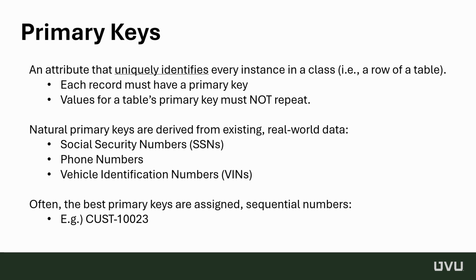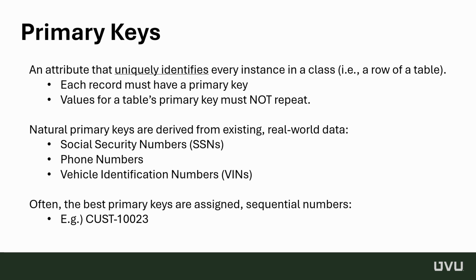In a relational database, every single table is going to have a primary key. A primary key is an attribute that uniquely identifies each record or row in a table. Every record in a table must have a value for a primary key, and these values must be unique. No duplicates are allowed. Primary keys can be natural, derived from existing real-world data like social security numbers, phone numbers, or VINs for a car.